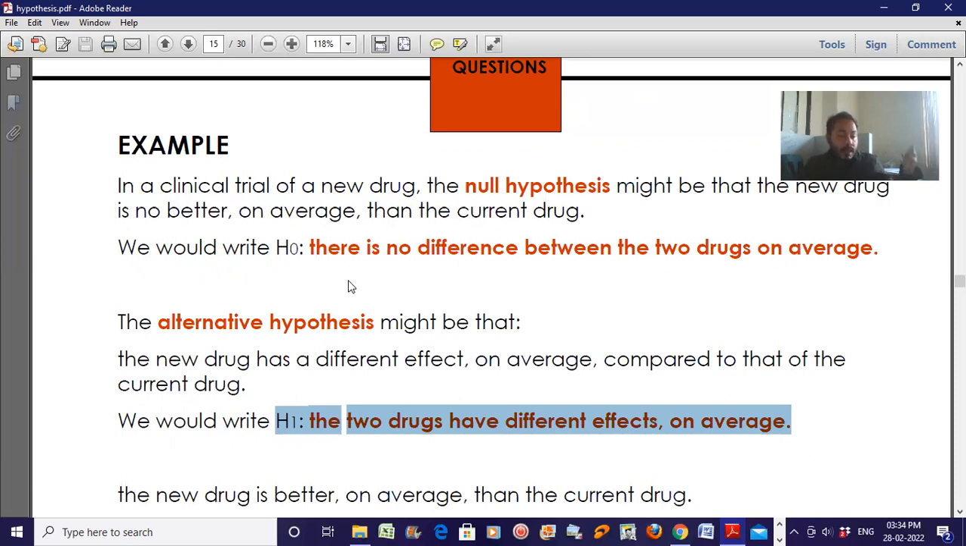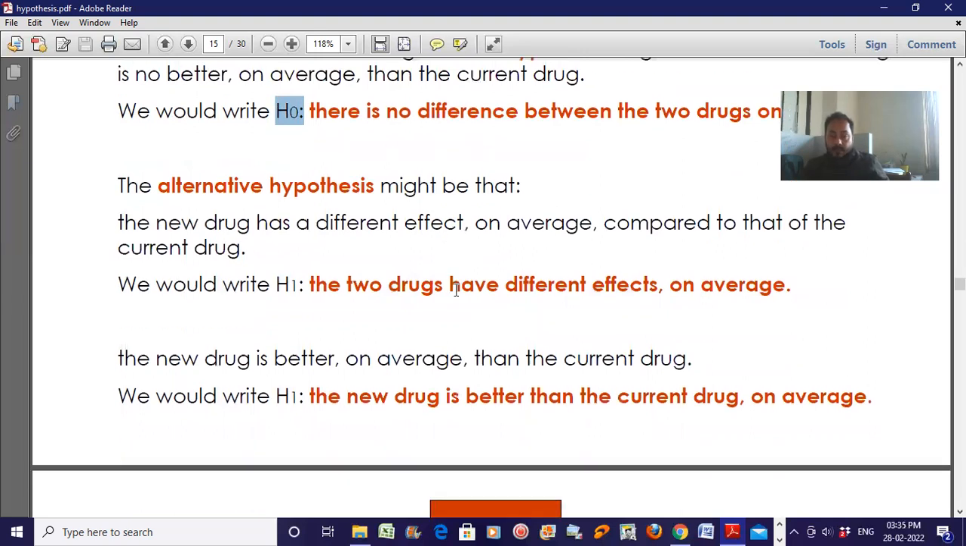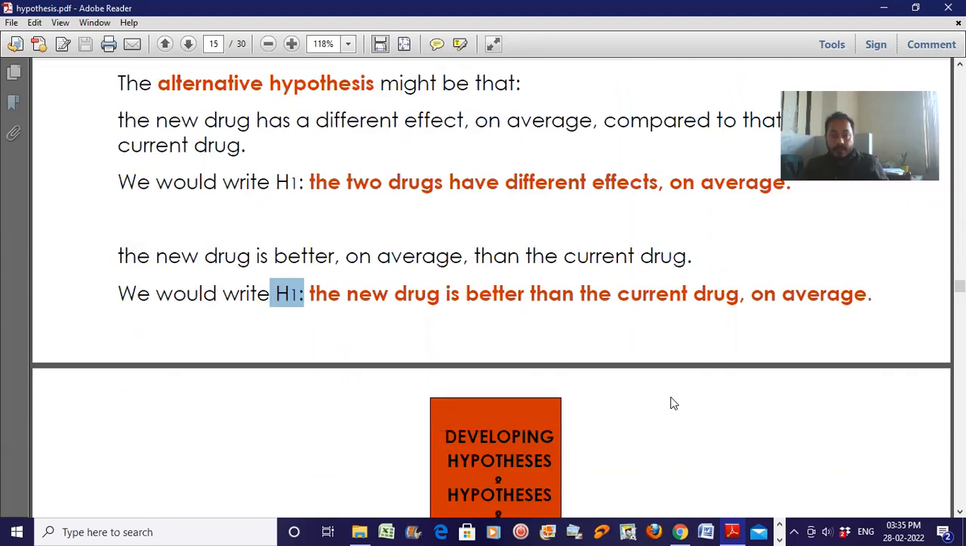Now, on the other hand, we have H1 as the alternative hypothesis. We have considered that they have different effects, right? Just totally opposite of H naught. ये एक हो सकता है, नहीं तो the new drug is better on average than the current drug. You can consider it like this also. Then we'll write H1 colon, the new drug is better than the current drug on average.